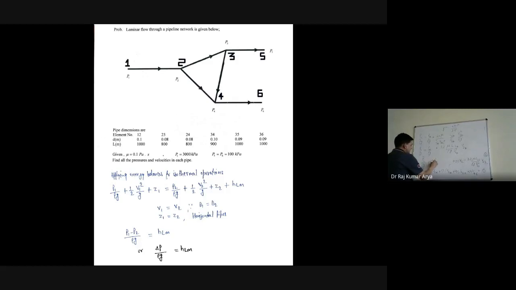So 3 is not present, 4 is present here, so you have here P4 upon rho g. Now V12 is not there, V23 is also not there, but V24 is there, so we can rewrite it. That's what you have here: 32 mu L 24 divided by rho g D 24 square, V24. The rest of the terms are again not present, so that is also 0. So this is your third equation for 5, 2, 4.